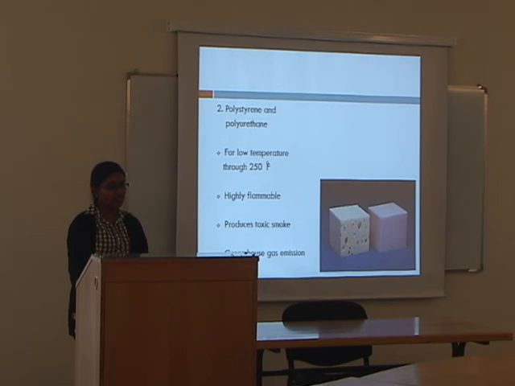The next alternatives are polystyrene and polyurethane. These are chemical compounds linked together by carbonate links. They are used for low temperatures, like 250 degrees Fahrenheit. They are highly flammable, that is, they catch fire easily, and they produce toxic smoke when burned, thereby emitting greenhouse gases like nitrous oxide.